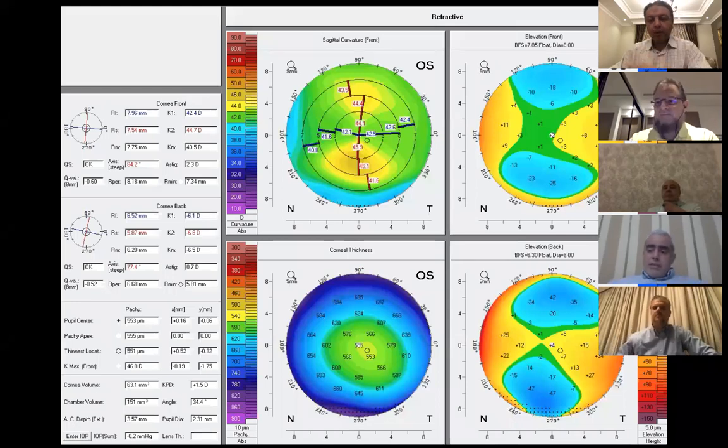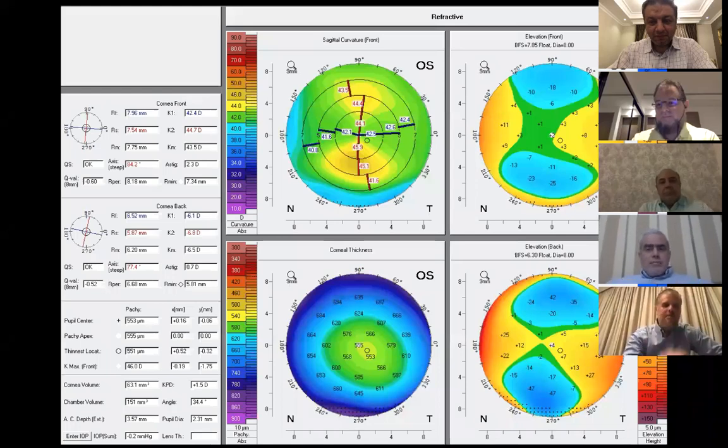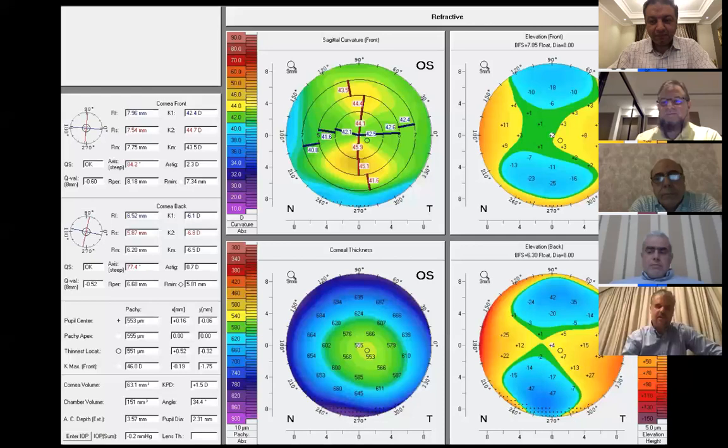Dr. Yasser, do you want to say something? Dr. Yasser Rifay, welcome. Yes, about this sagittal curvature map where there is this hotspot, I think this is not a real hotspot. Maybe there is a problem of dry eye or of lacrimal. I think it should be recaptured after cleaning the tears.